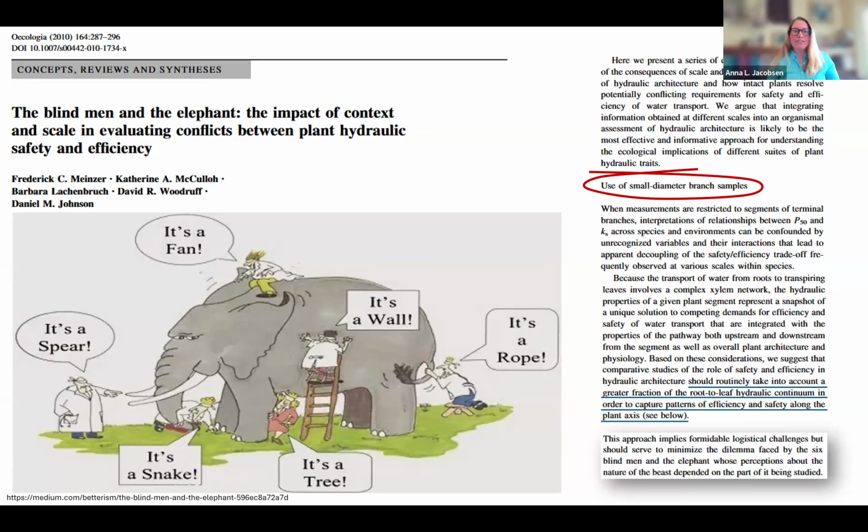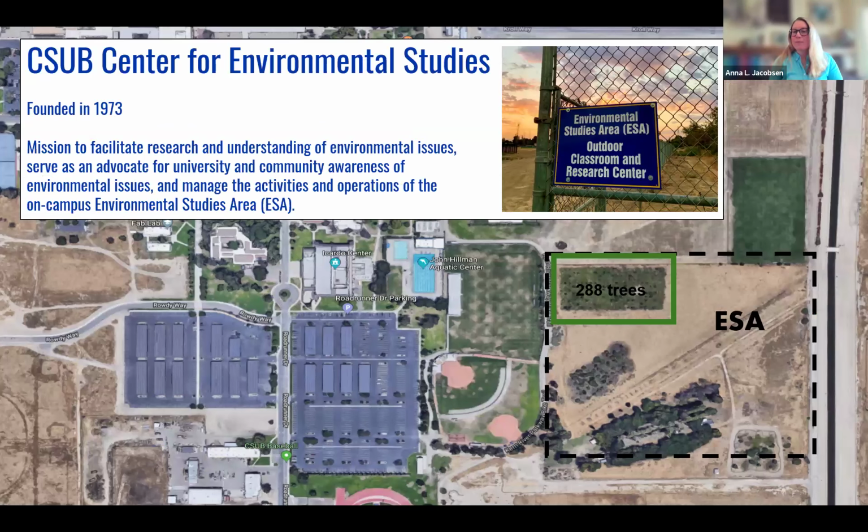And so that started by looking at our on-campus Center for Environmental Studies. For those of you who might not be aware, this is the softball field. You can see the Accardo Center here, the soccer field. So this fenced area is the environmental studies area on campus. It's overseen by the Center for Environmental Studies, which is one of the oldest centers on our campus. And with this NSF grant, we put in a 288 tree plot in the northwest corner of the environmental studies area.